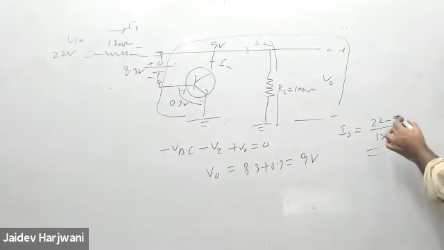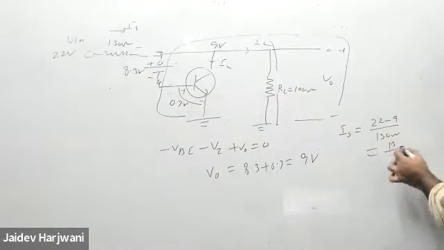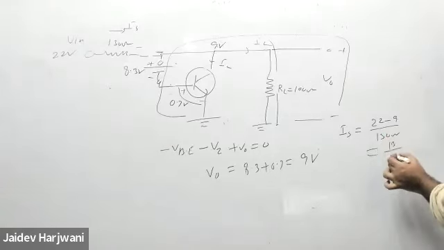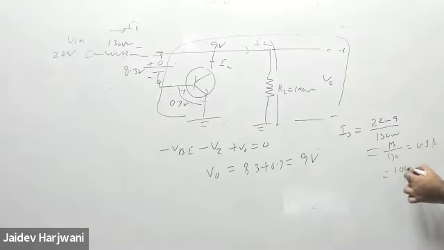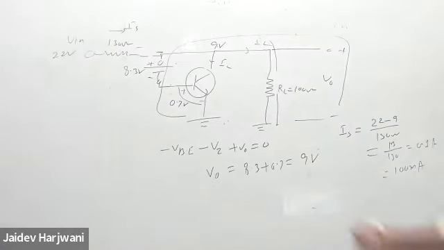How much will it come? This is 13 upon 130, so this is say 0.1. Ampere or milliampere? Ampere. Okay, that is 100 milliampere. So 100 milliampere current is coming here.